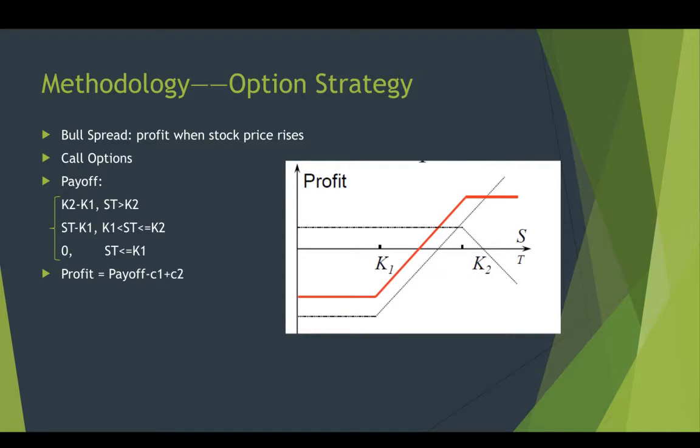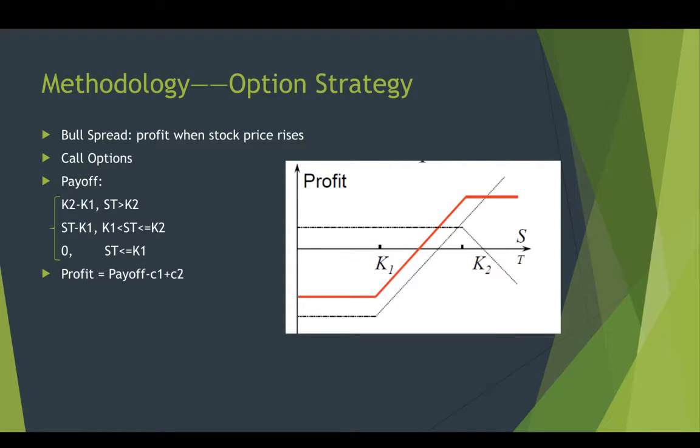And then first, let me introduce the option strategy. There are two strategies. The first is the bull spread strategy, and the second is the bear spread. Bull spread is a strategy which can profit when the stock price rises. And we built the bull spread strategy using two options to get a positive profit.